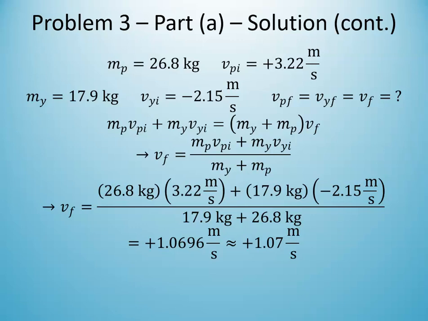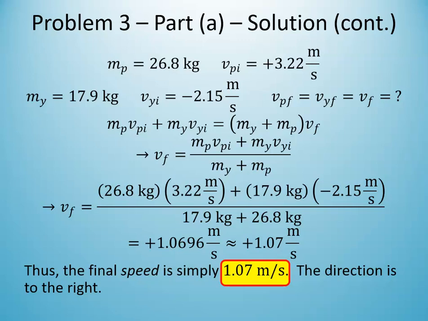That makes sense because the yellow minion's initial momentum was directly against the initial momentum of the purple minion. So that's going to result in a larger change in momentum for each of them. So the final speed is 1.07 meters per second. The direction is toward the right.